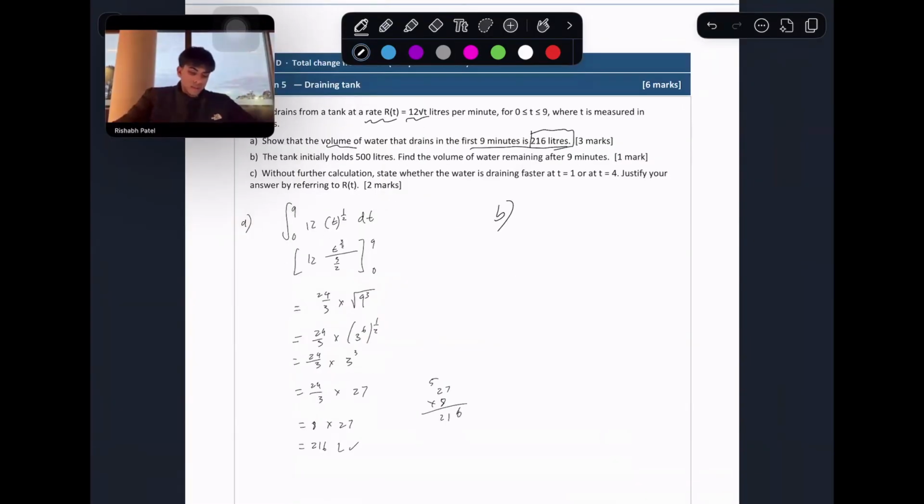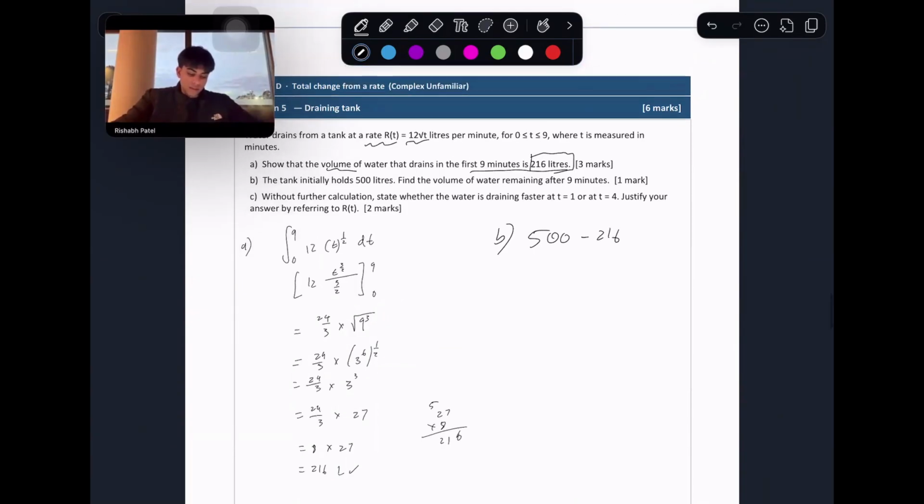Okay, a bit easier than I thought it'd be. It's just 500 times 216. So we really don't even need to do any math there. All right, we'll just move on to part C. Without further calculation, state whether the water is draining faster at t equals 1 or t equals 4. Justify your answer by referring to R(t). At t equals 4, it'd be draining at twice the rate of t equals 1.